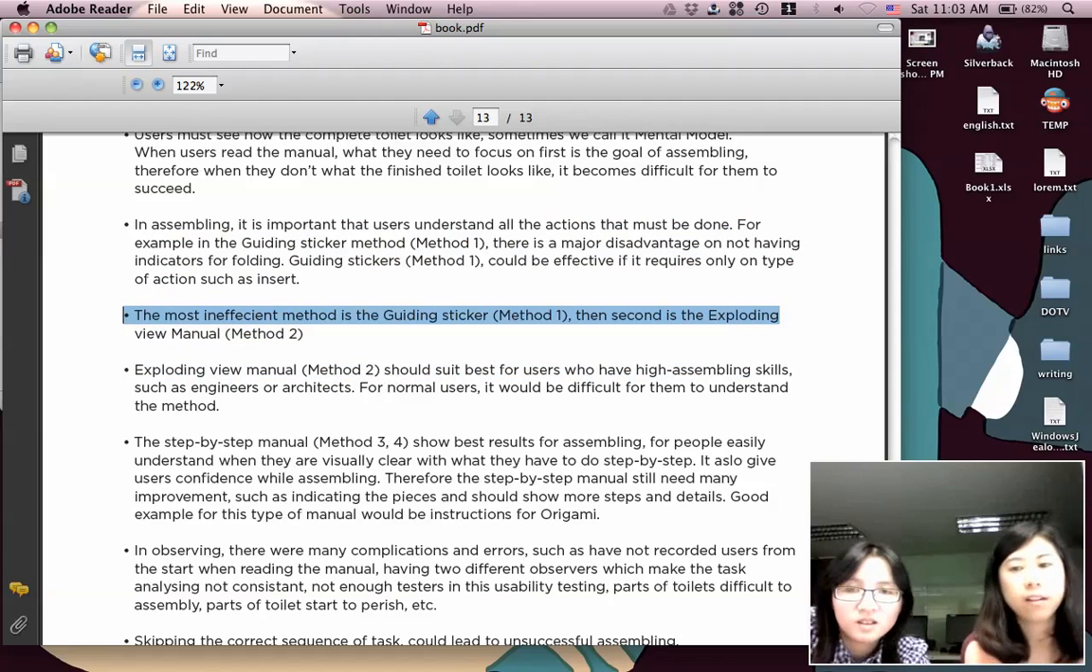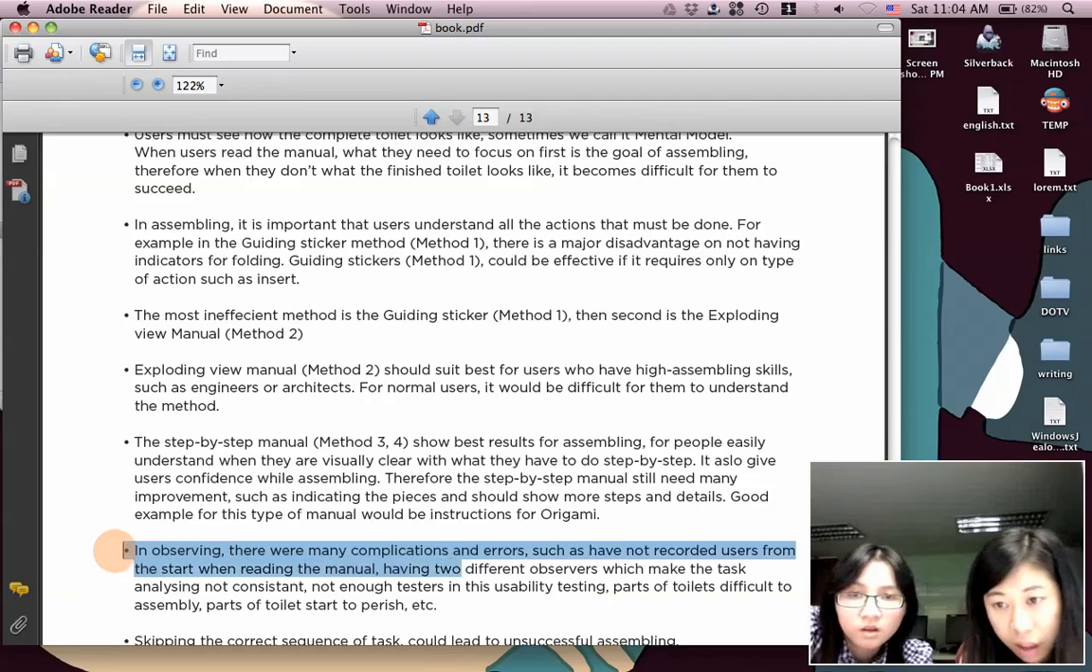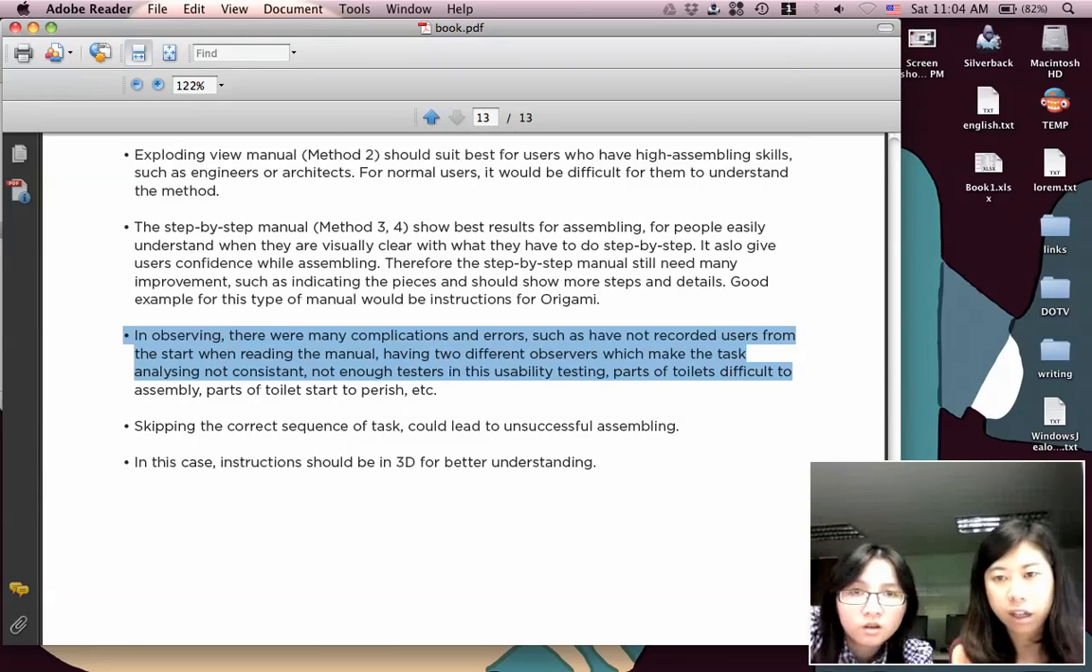The third one: the least efficient methods are the guiding sticker and the exploding view manual, and the best one would be the step-by-step method. We assume the exploding view manual will suit users with high assembling skill, who might be engineers or architects.